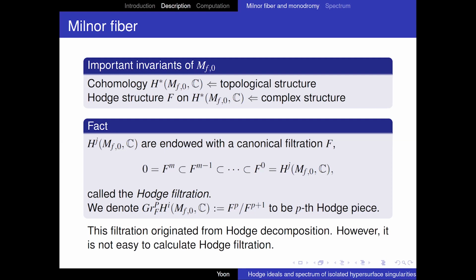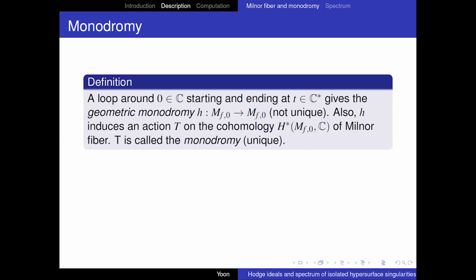So there is a reason for that. To generalize the compact and smooth case to non-compact or non-smooth cases, we need to use a filtration instead of a decomposition. Anyhow, we denote each graded piece by Gr_F^p for each cohomology group. That is this Hodge piece. All right.